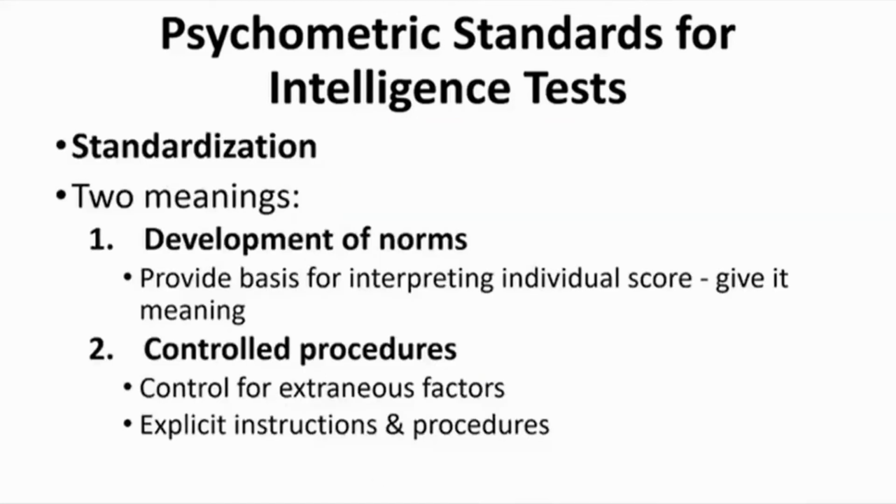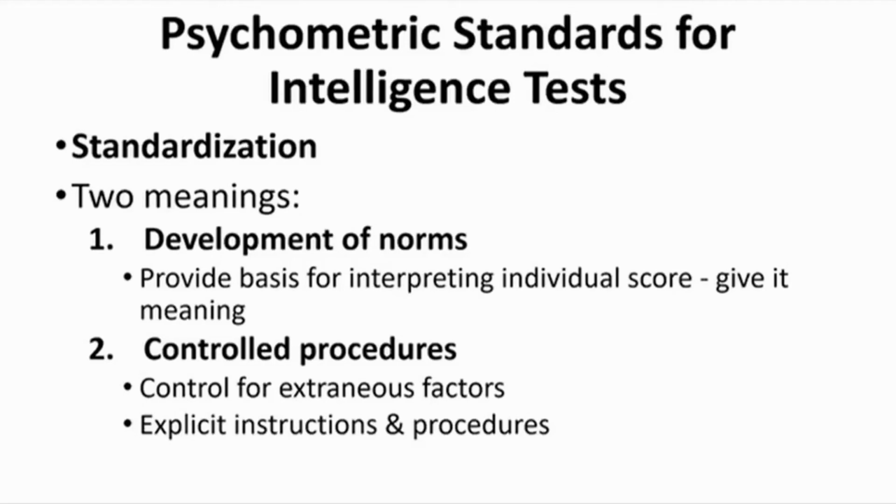Our last method of evaluating these psychometric tests is standardization. So this is going along with validity and reliability. Our third item is standardization. And when we talk about standardization, we have two distinct meanings that we can be discussing. The first is the development of norms.